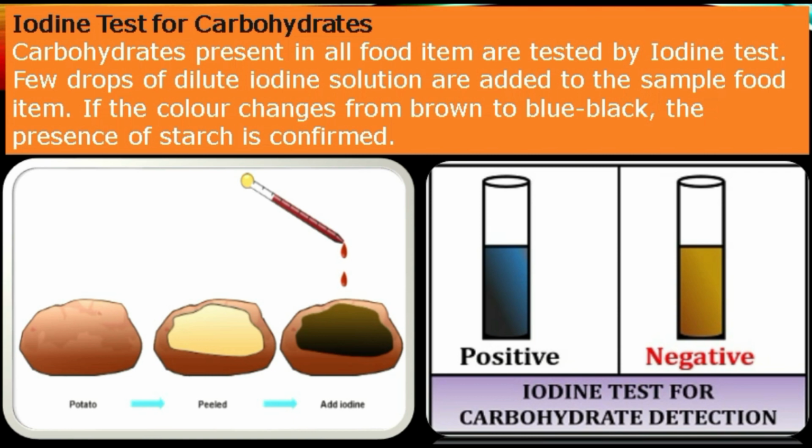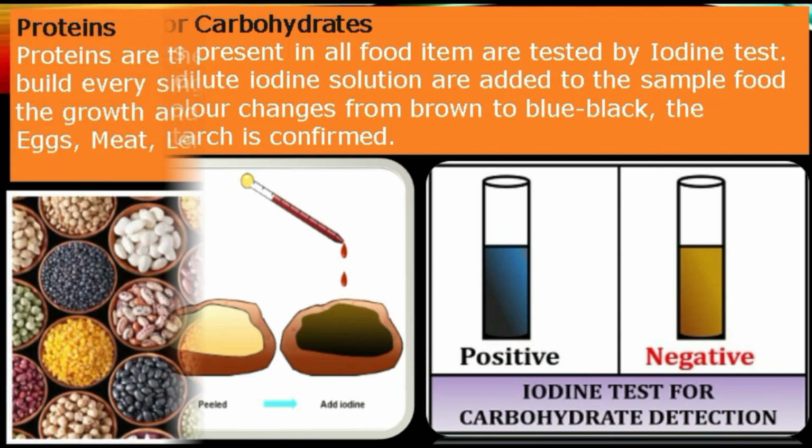First of all, you have to take the food item in the test tube and then add 2 to 3 drops of dilute iodine solution to it. If after some time the color changes to blue-black, it indicates the presence of starch in the food item. As you see here, it changes to blue-black, then it means the food item that you take contains carbohydrate. If the color doesn't change, it means that the food item that you take doesn't contain any kind of carbohydrates in it. Moving on towards the next slide.